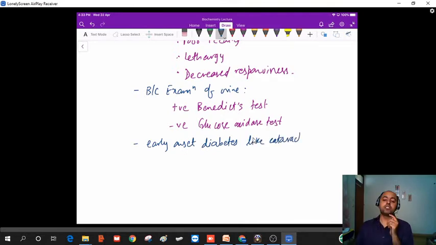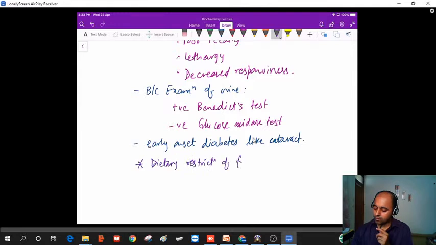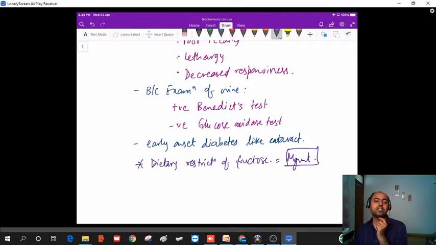Management for these patients is very simple. Management is very straightforward and simple, and that is dietary restriction of fructose. So you have to keep that in mind. The dietary restriction of fructose is the very simple and straightforward management for these patients. So this is about the defects in fructose metabolism.